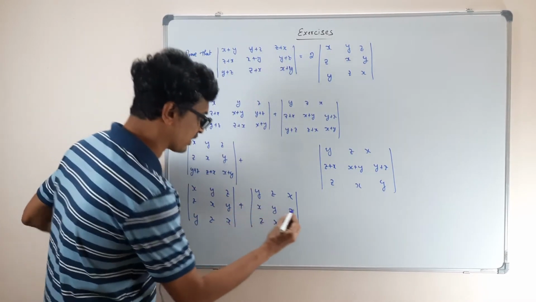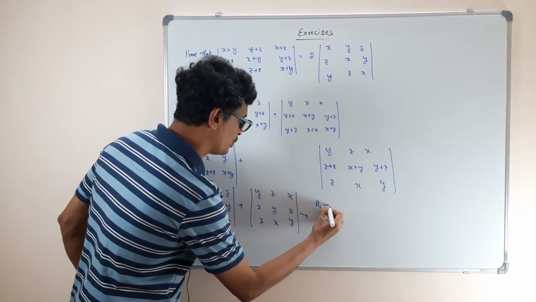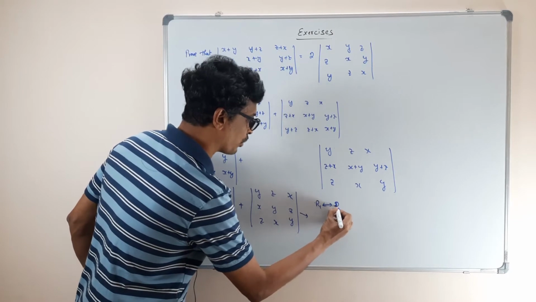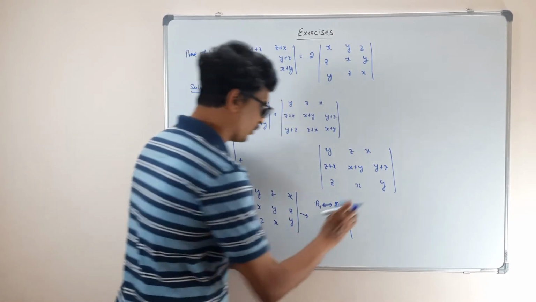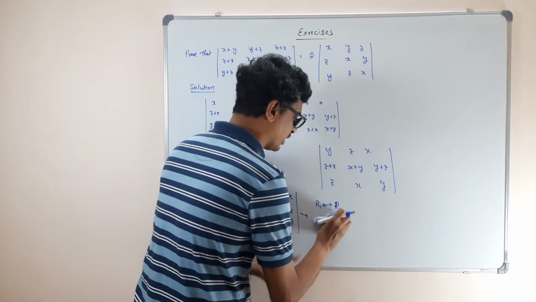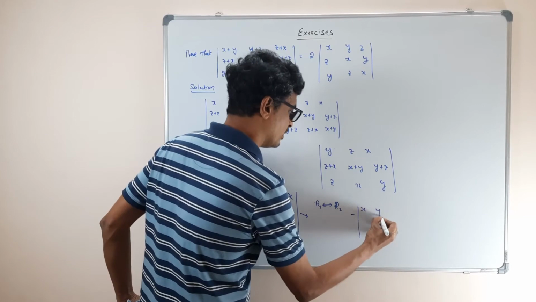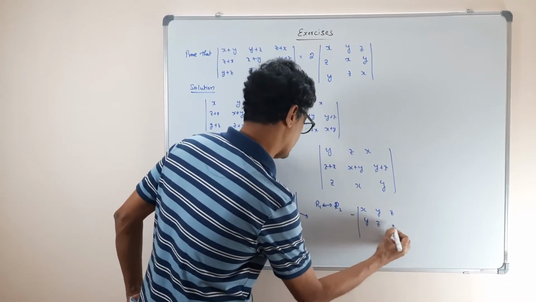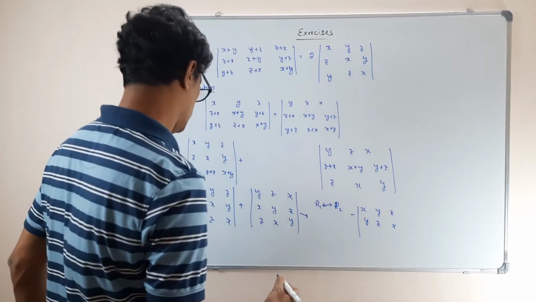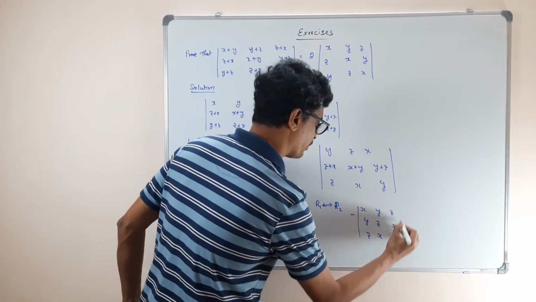So let us do a jugglery of this one. So what am I going to do? I am going to make row 1 to row 2. Sorry, row 2, I am going to swap it. So this becomes negative, correct? When you swap, the determinant will change the sign. Minus, that is x, y, z, y, z, x, z, x, y. So row 2 and row 3.